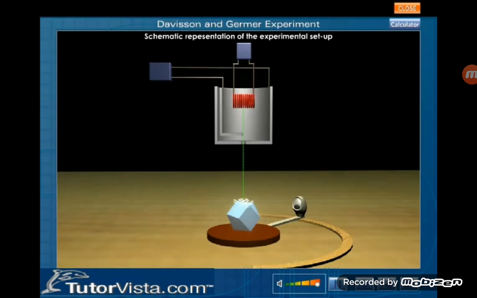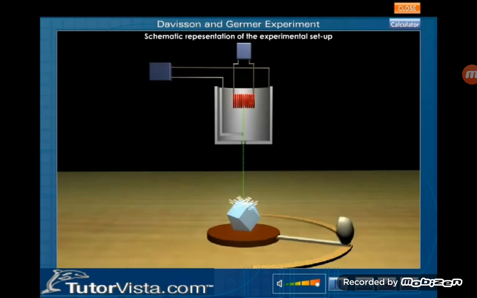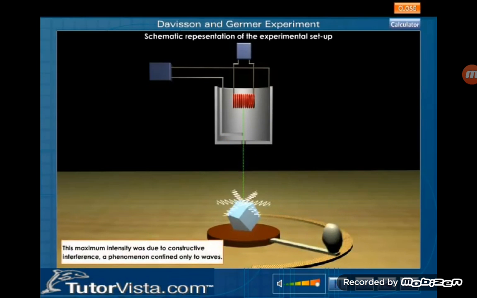They observed that at certain angles, the detector indicated a peak in the intensity of the scattered electron beam. This maximum intensity was due to constructive interference, a phenomenon confined only to waves. Thus, they experimentally proved the wave nature of electrons.